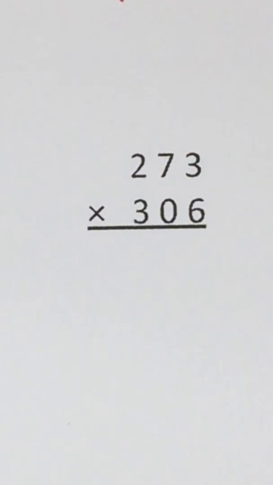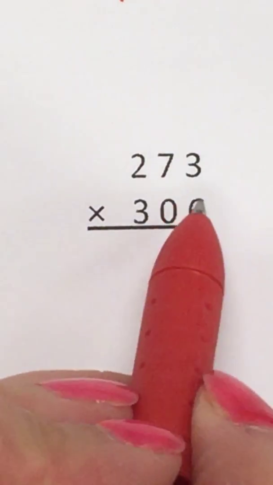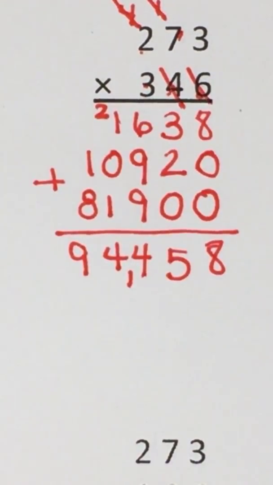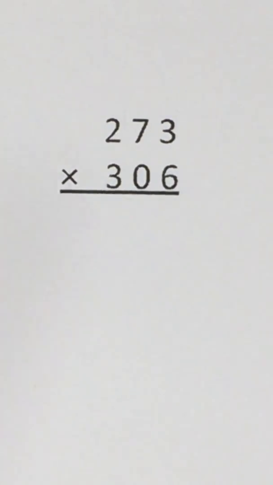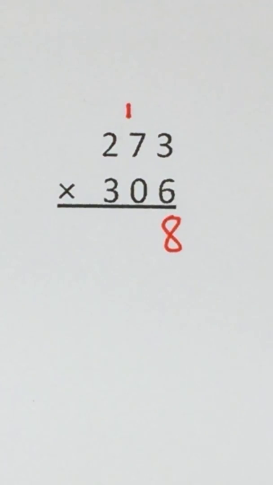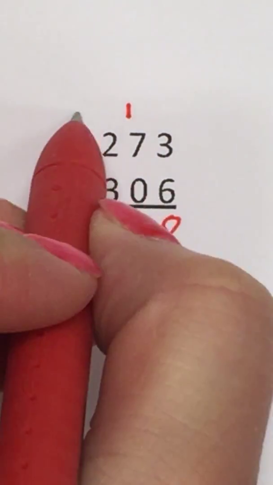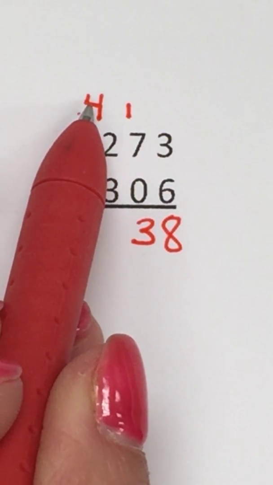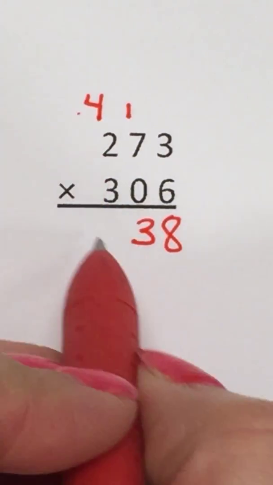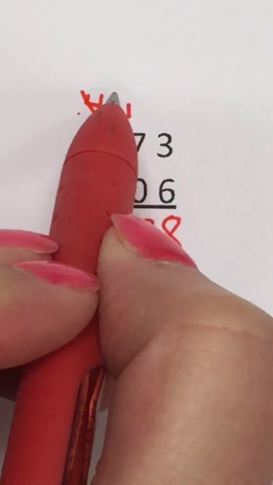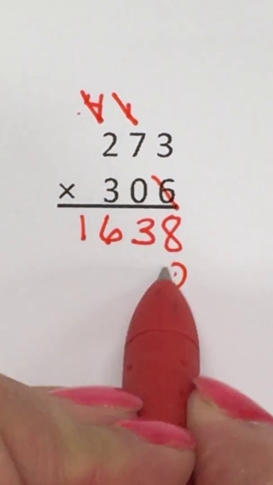So when I start off this problem, I have the same problem as I did up here to begin with, because I have this 6 in the ones place and times 273. So I have 6 times 3 is 18. 6 times 7 is 42, plus 1 is 43. And 6 times 2 is 12. Plus 4 is 16. Okay, done with this, done with this, done with this, and I put down my 0.